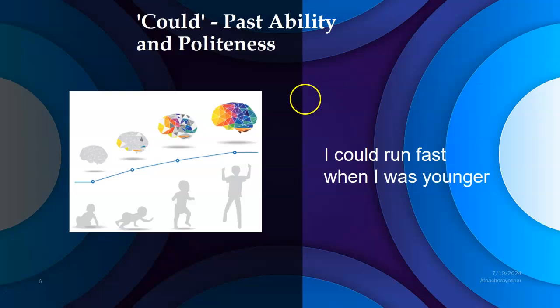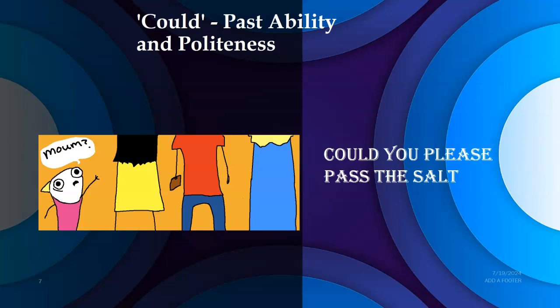Okay. So could is the past form of can. It is used to express ability in the past. For example, I could run fast when I was younger. It means something you can do, the ability you have, but in the past. So for the present ability, we usually use can, but if we are talking about the ability that we had in the past, we use could.